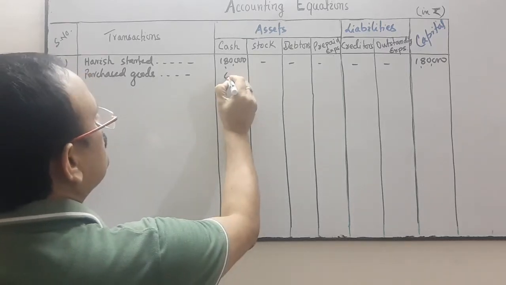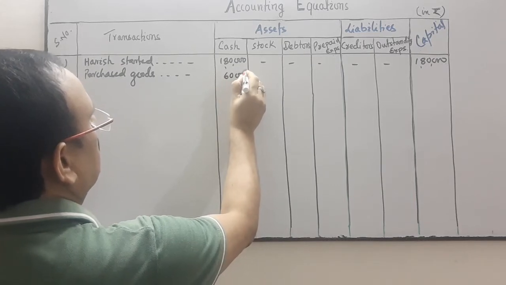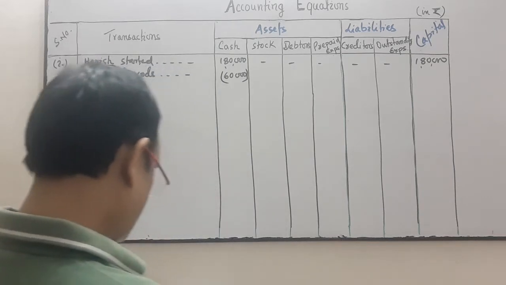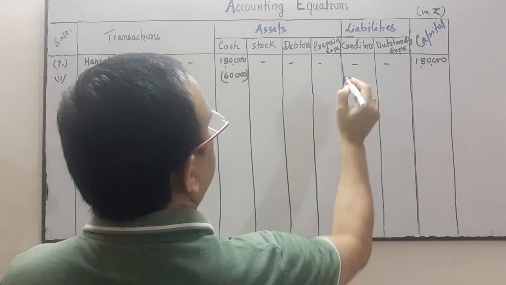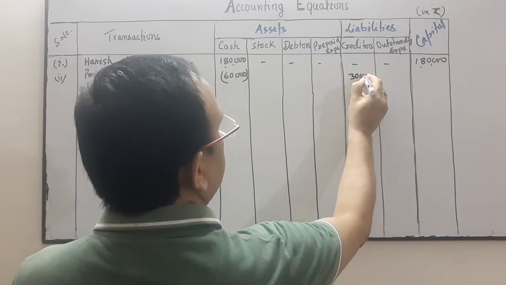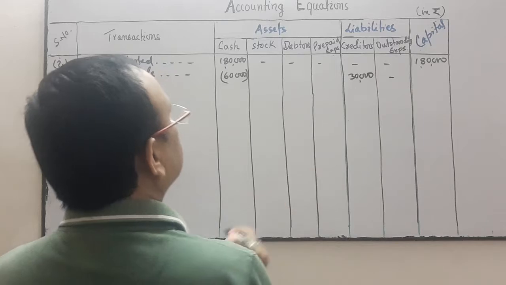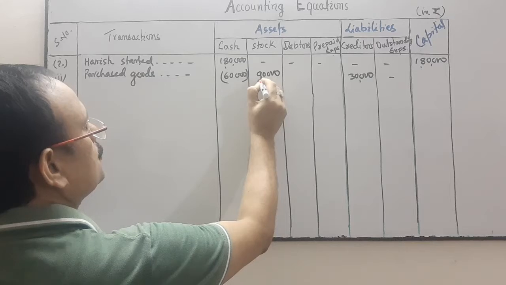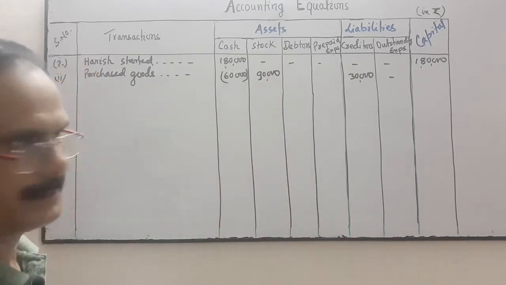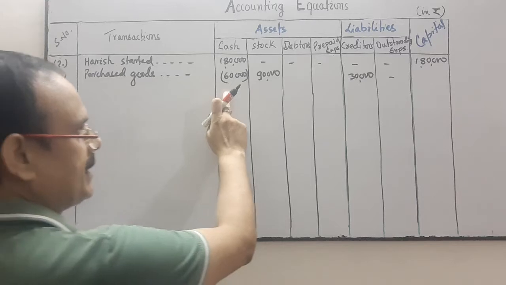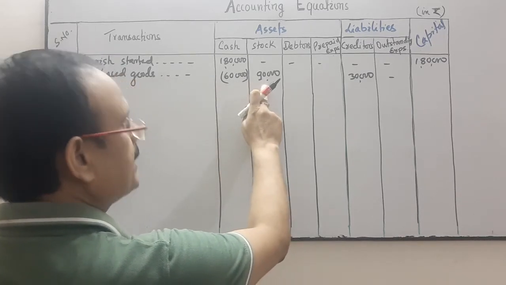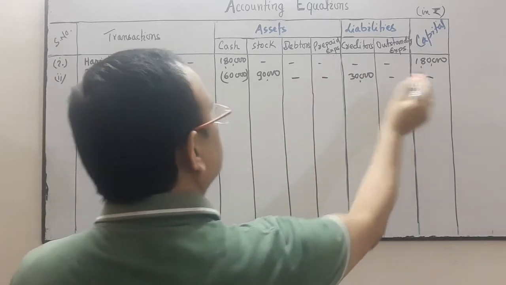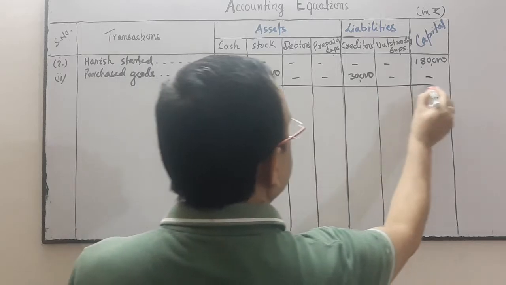So cash will reduce by 60,000. Cash goes out from the business and on credit rupees 30,000. It means creditors will increase by 30 and total 90,000 goods will come into the business. So stock will increase by 90,000. Cash will decrease by 60, stock will increase by 90 and creditors will increase by 30 because goods are purchased on credit.